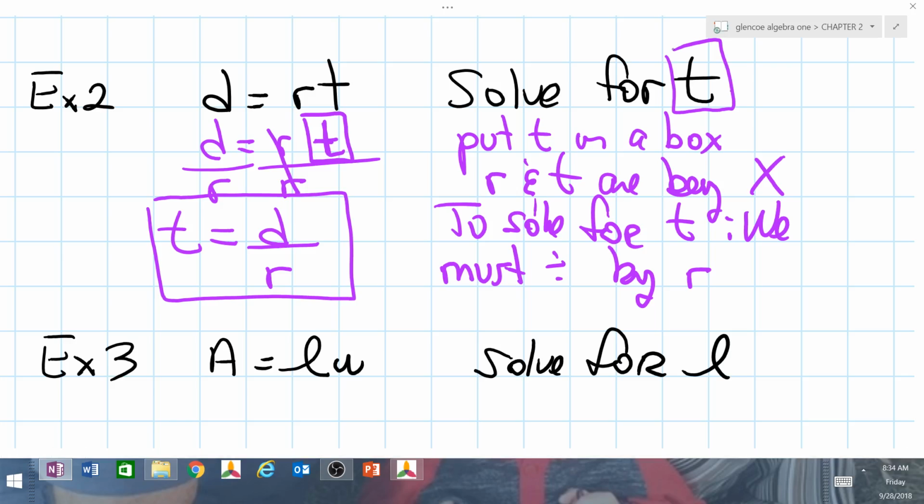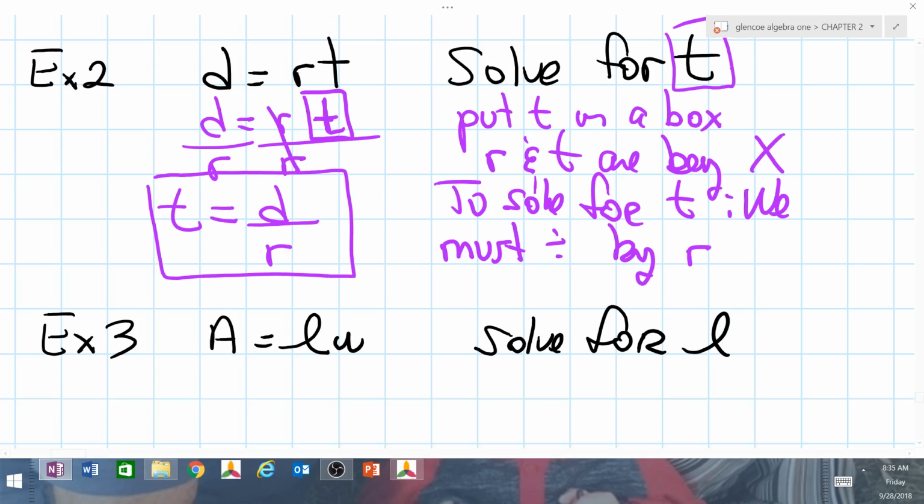So by isolating that, I now know in my brain if r and t are being multiplied, then I must undo multiplication. The opposite of multiplication is division. To have t all by itself, I divide each side by r. r divided by r cancels out or leaves me 1 or 1t. And my new equation is t, time, equals distance over rate. Does anyone have a question? Okay, I'm going to let you try the next one.